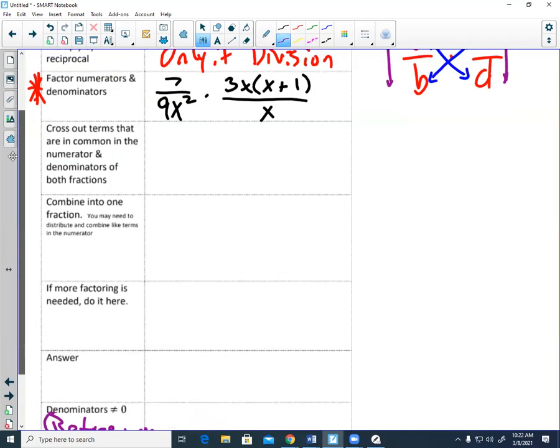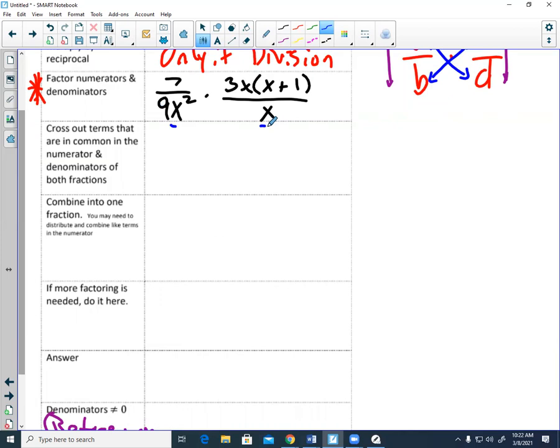So right here, it says to cross out terms that are common in the numerator and denominators of both fractions. So this is where I start to simplify. Before I actually simplify, I'm going to find what x can't equal, okay? On the left side, there's only 2 spots that I need to check, right? The 2 spots that I need to check with multiplication are 9x squared and x.